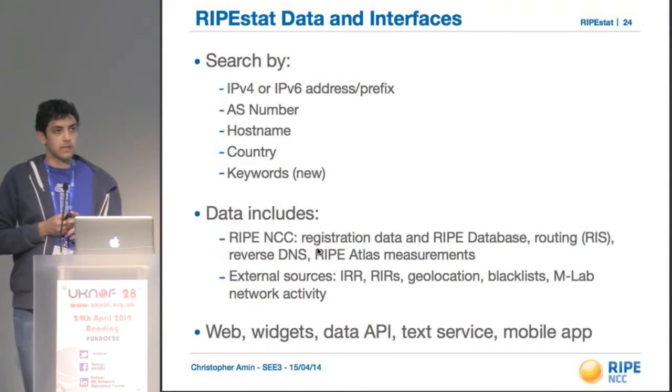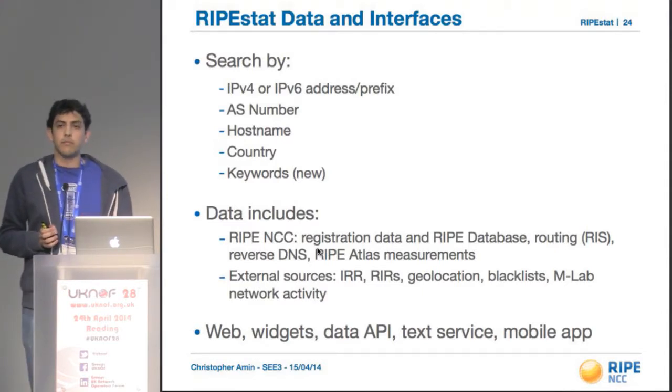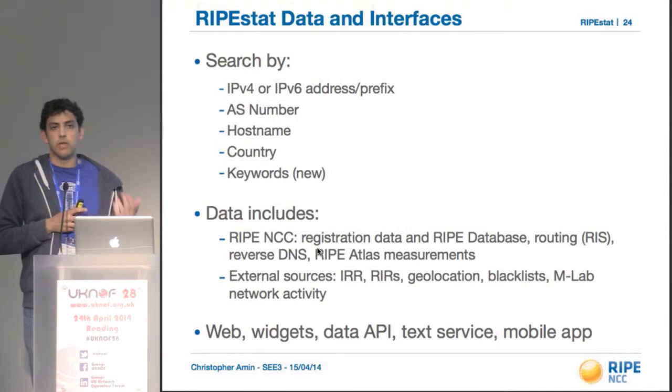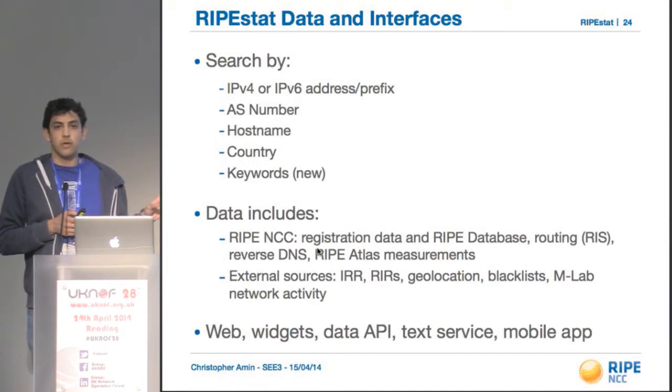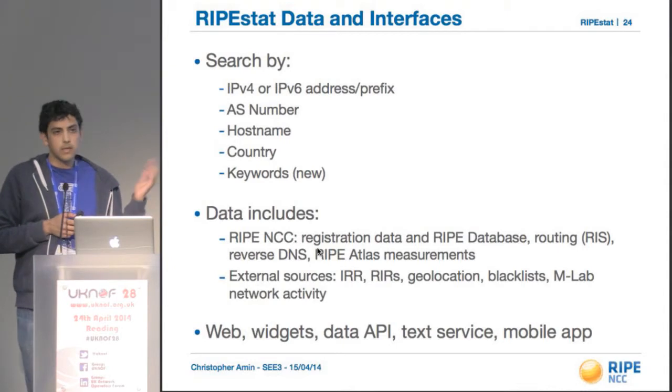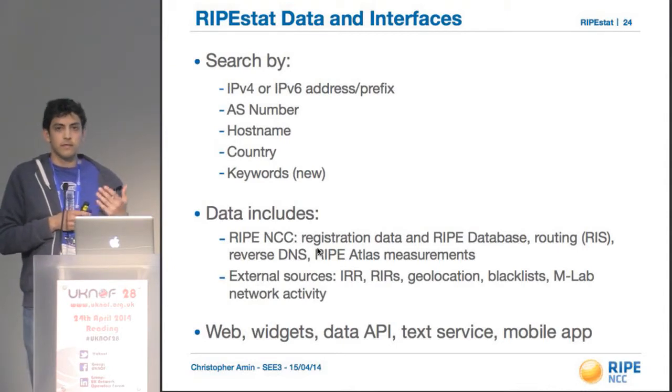RIPEstat itself is split into different parts. So there's the RIPEstat website, which is the general way you can use it. There's also a widget API, which means anything you can see on the RIPEstat website, you can take that and put it into your own monitoring pages, your own website, whatever you want. So it could be part of your own kind of day-to-day process.